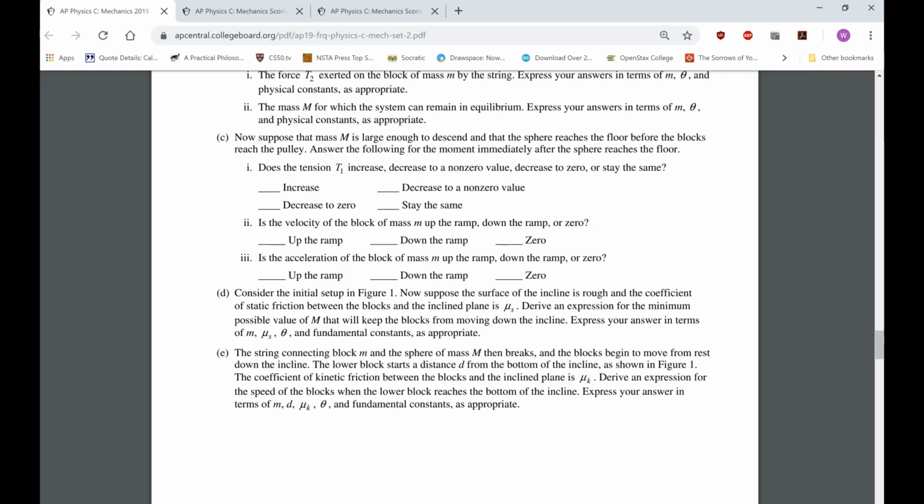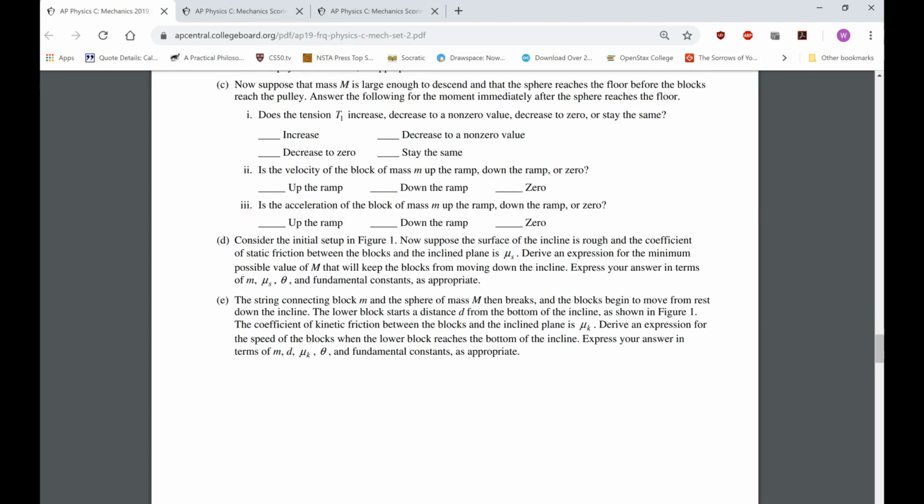The string connecting block M and the sphere of mass M then breaks, and the blocks begin to move from rest down the incline. The lower block starts a distance d from the bottom of the incline as shown in figure 1. The coefficient of kinetic friction is mu k. Derive an expression for the speed of the blocks when the lower block reaches the bottom of the incline. Express your answer in terms of all of these things. So again, this problem is endless.